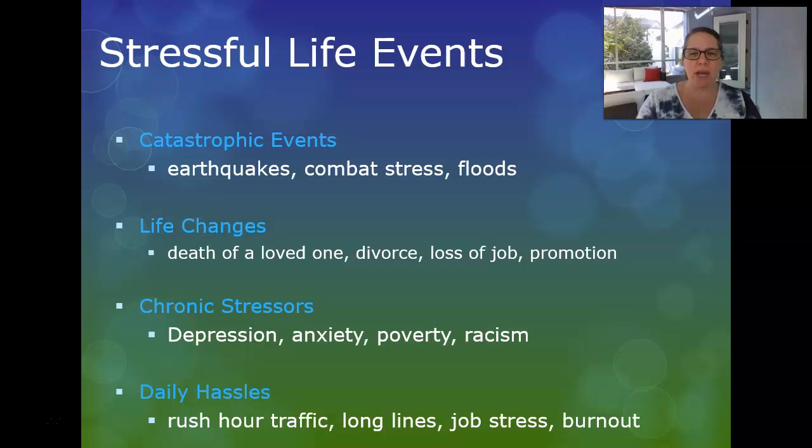Chronic stressors. So chronic stressors are things that you deal with day in and day out. So these can be things like depression, anxiety, living in poverty, living with racism. These are all chronic stressors. And then just the daily hassles. So the day-to-day things that you may experience one day, but you might not experience every day. So getting stuck in rush hour traffic, being in a really long line, having a particularly stressful day at your job, being burnt out from your friends or from school or from your job.